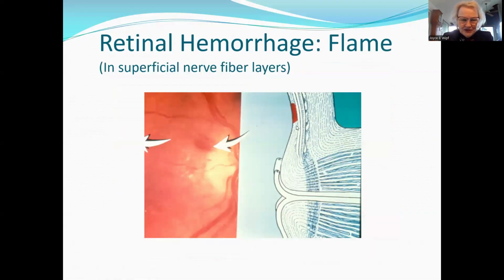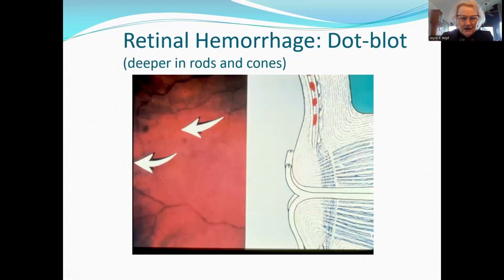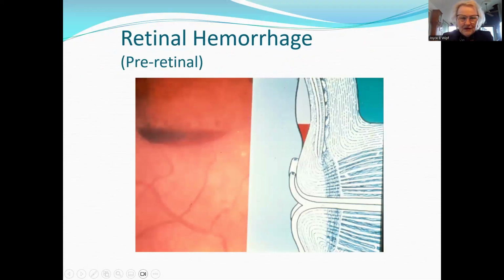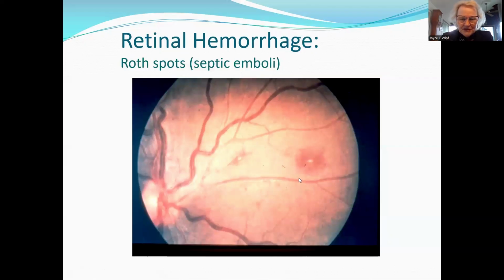Flame-shaped hemorrhages appear that way because of hemorrhage in the superficial nerve fiber layer. Again, this could be diabetic retinopathy or hypertensive retinopathy. Dot blot hemorrhages are deeper in the rods and cones, and they end up appearing just as dots and blots. Pre-retinal, sometimes called subhyaloid, hemorrhage shows a large fluid level. And then Roth spots are interesting.